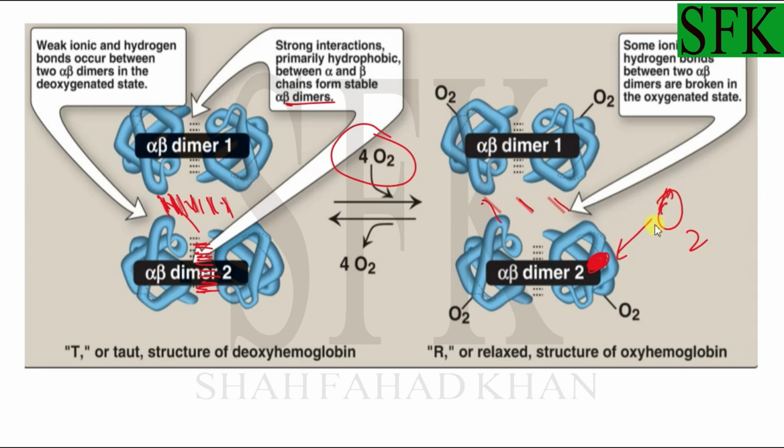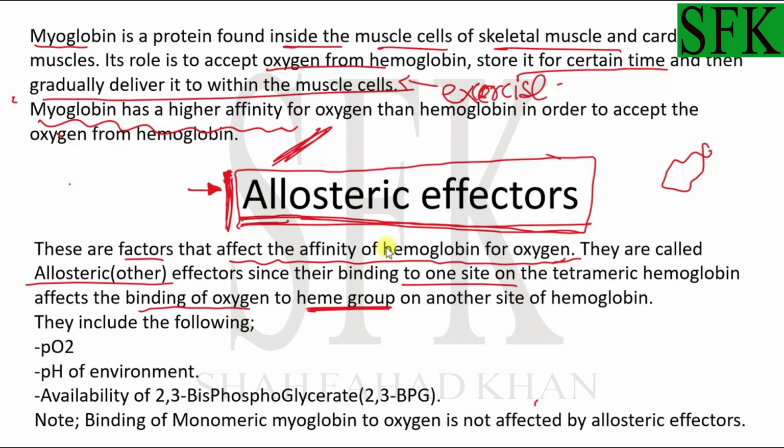So what the allosteric effectors do is that they go and bind to some other site on this entire hemoglobin tetramer, some other position. They may bind to some other site on the tetramer, which will change the affinity of this site to accept oxygen. All right, so that's why they are called allosteric, because they bind to some other site other than the oxygen accepting site of the hemoglobin.